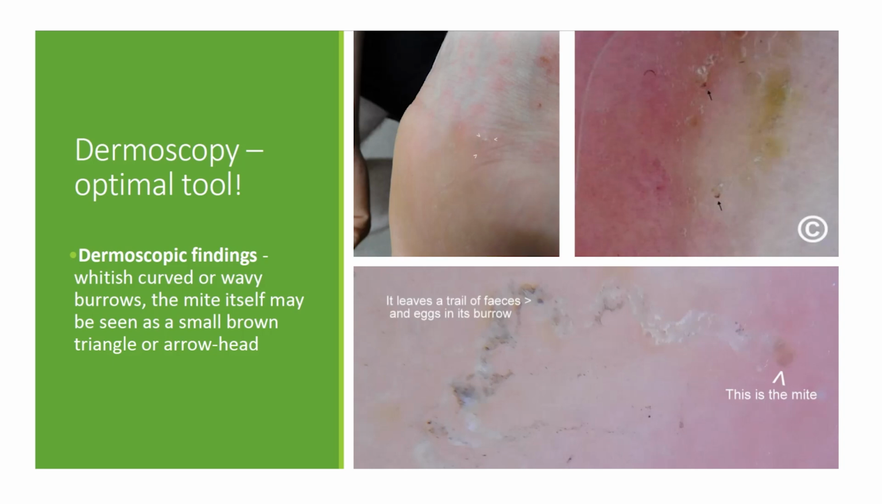When we look at the bottom slide here, we can see that the mite is leaving a trail of feces and eggs in the burrow, and right at the end is the location of the mite. In the upper right slide, you can see these brown arrowheads, which indicate scabies mites.